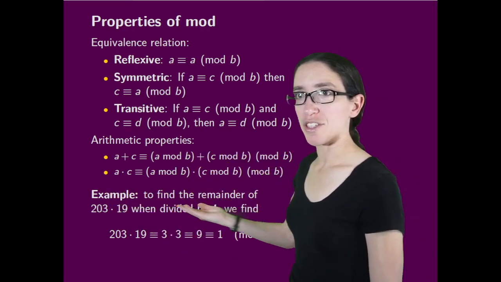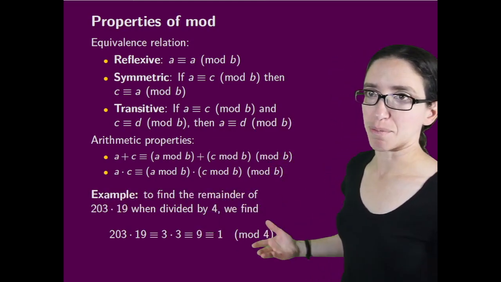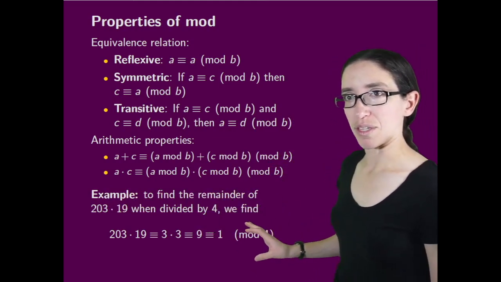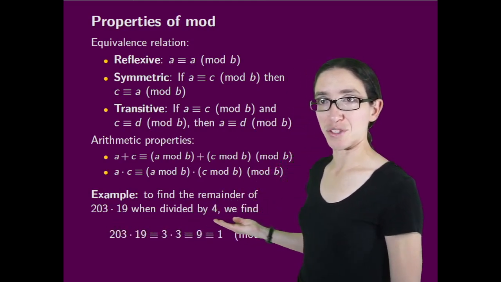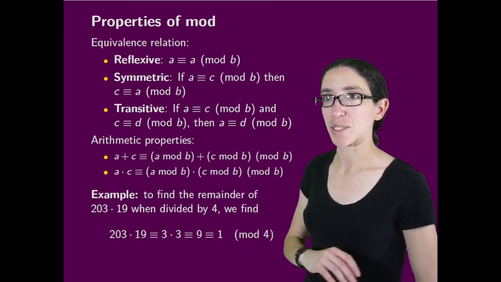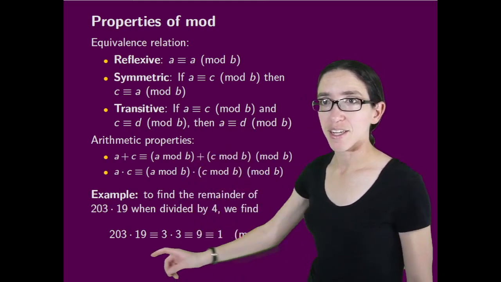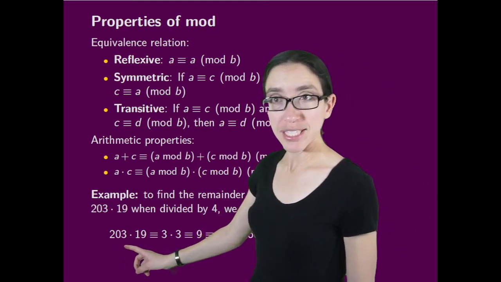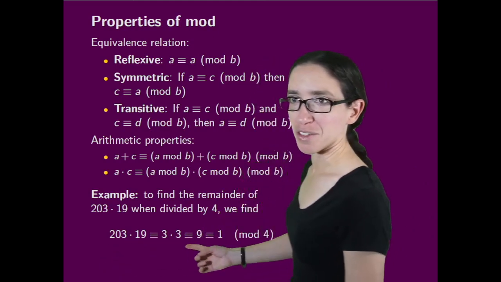Same for multiplication. A times c is the same as a mod b times c mod b, taken mod b. So here's an example in practice if we want to find the remainder of 203 times 19 when you divide it by 4. You don't want to take 203 times 19, expand that all out, divide it all by 4, and find the remainder. Instead, we can take the remainder when 203 is divided by 4, which, since 4 goes into 200 evenly, the remainder is 3.